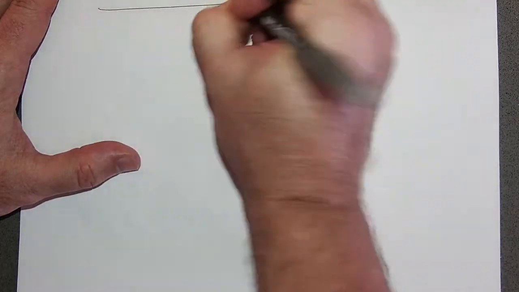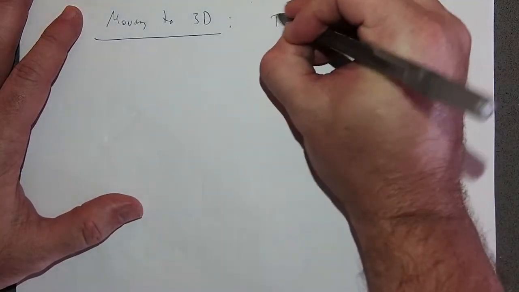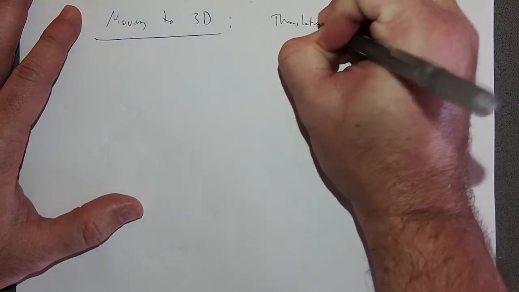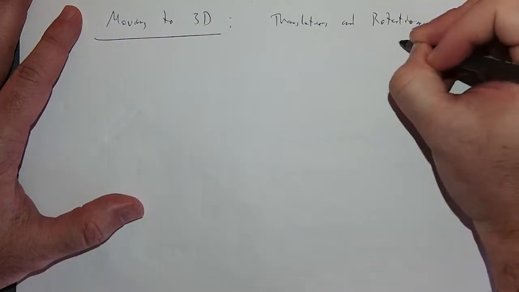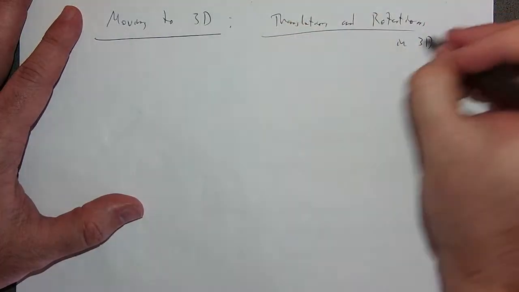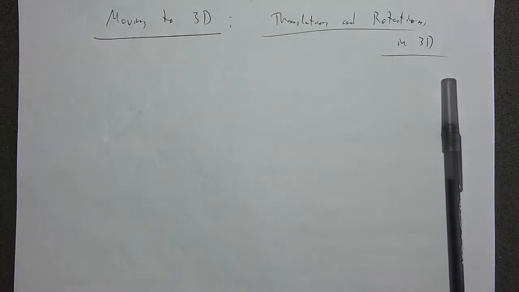Before we talk about projection, let's take the transformations that we have managed to cook up in the 2D case and just extend them, generalize them to 3D. So now I want to talk about translations and rotations in 3D. I'm going to start with translations because they're easier to talk about. 3D rotations are actually pretty annoying. They're pretty tricky, so I'll leave those for a little bit later.